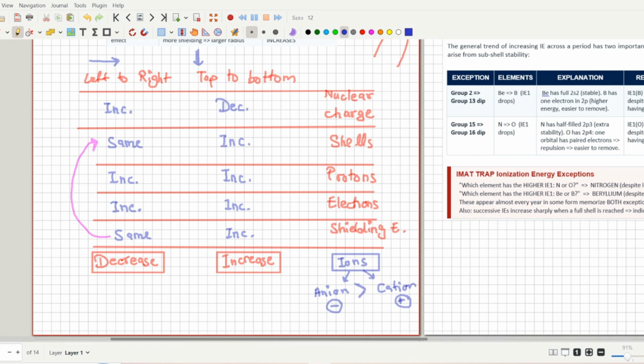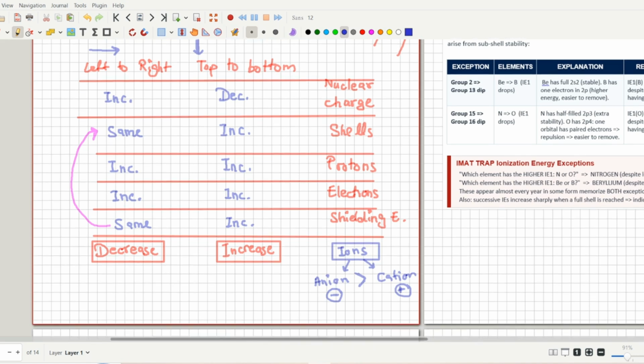When an electron is added to an atom, the shielding effect will occur. When another electron is added, the already present electrons will repel the new electron from the nucleus, and the size of the atom will increase. That's why the size of an anion is always greater than a cation.